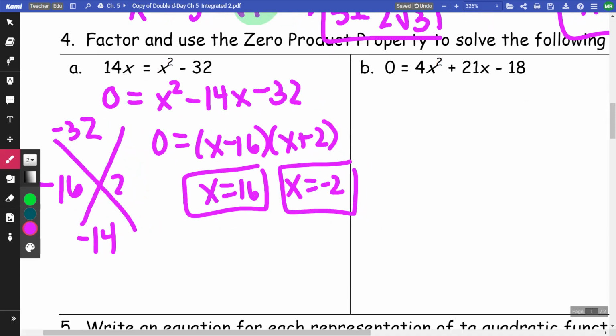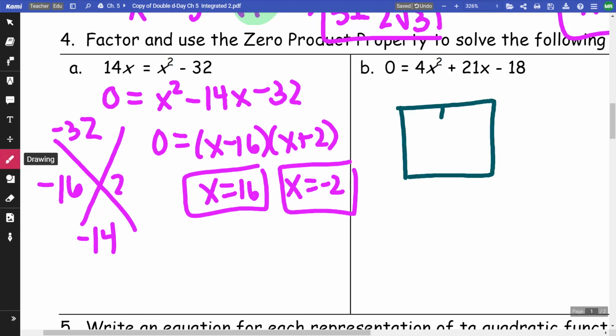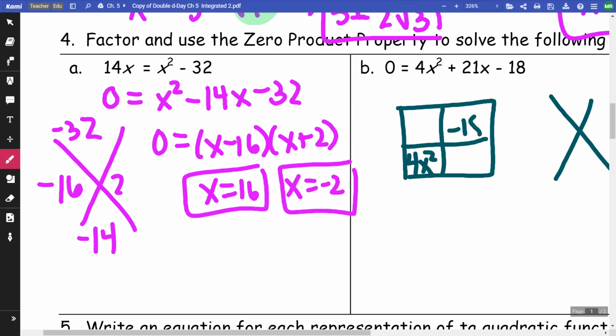On letter B, what I'm going to do is I'm actually going to divide everything. Well, no, I cannot divide. So I'm looking at it thinking I could divide by 2, but I can't because of the 21. So for this one, I am going to do a box to diamond and factor this. So I have a 4x squared and a negative 18.